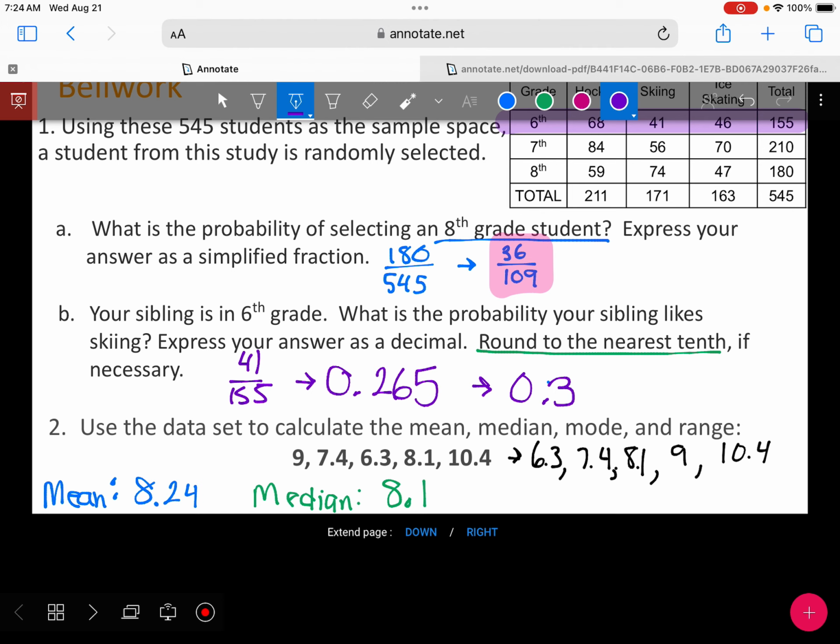How about our range? That one we can do. 4.1. How'd you find that out? 10.4 minus 6.3. Gorgeous. 4.1. We did 10.4 minus 6.3, our highest minus our lowest. Okay. Questions on these?